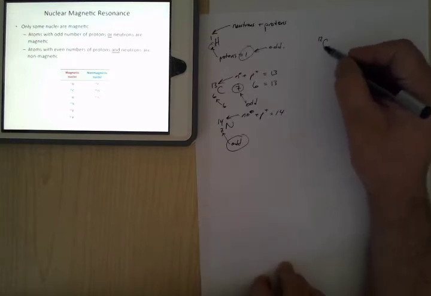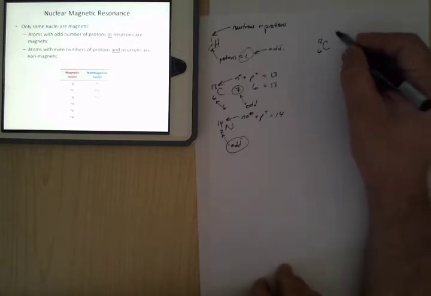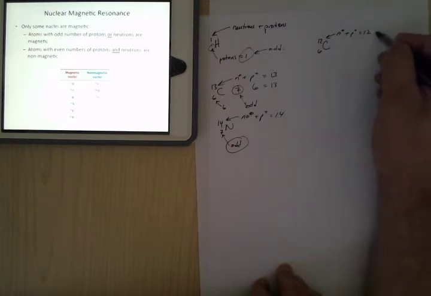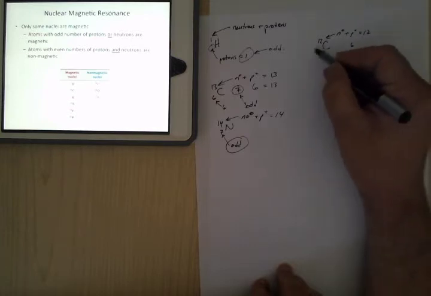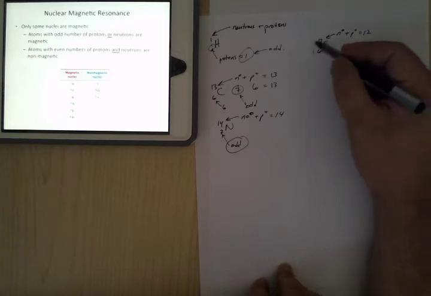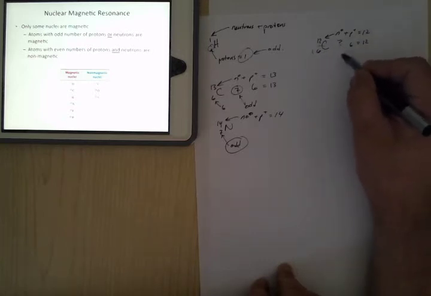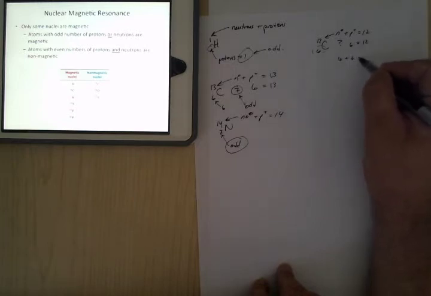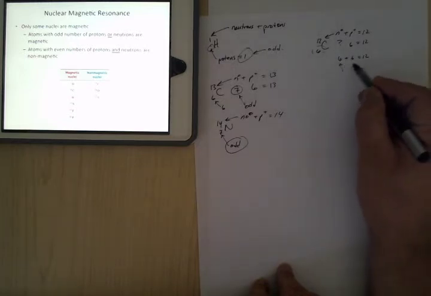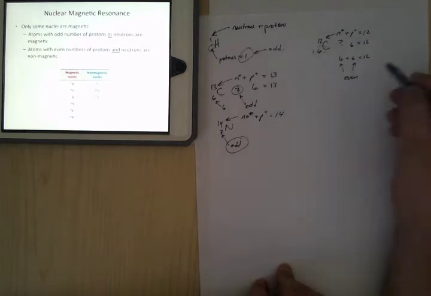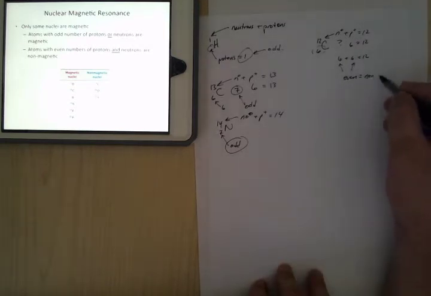Carbon has six protons, and neutrons plus protons equal 12. If this is 6, we know that because it's the number of protons, the small number on the periodic table, how many neutrons does it have? Well, it's got to have 6. 6 plus 6 equals 12. So these are both even, which means it's non-magnetic.